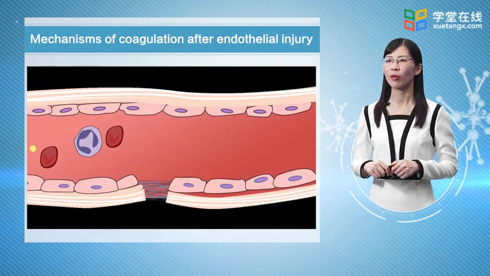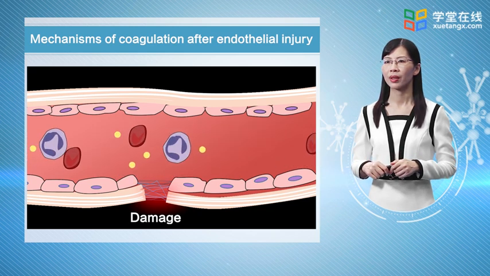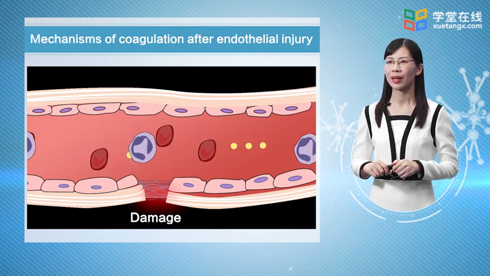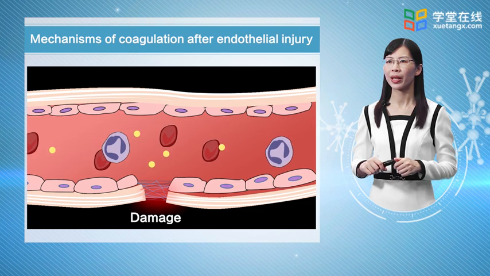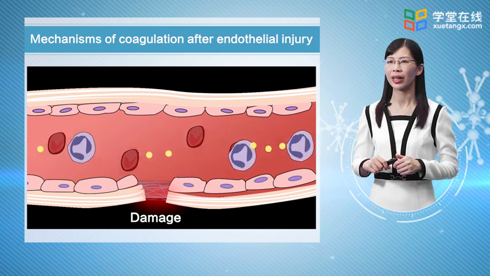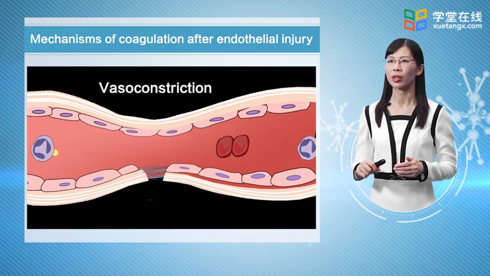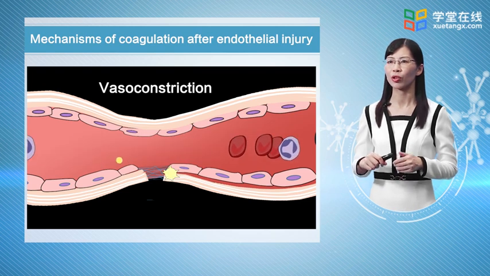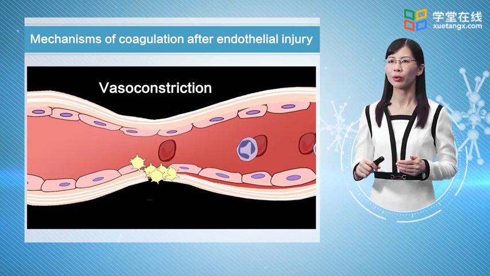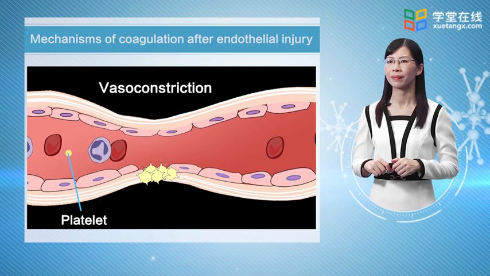The mechanisms of coagulation after endothelial injury are complicated. Here, we will summarize the two most important processes. One is the activation of platelets, and the other is local activation of the coagulation cascade. After initial injury, there is a brief period of arteriolar vasoconstriction. The effect is transient, and bleeding would resume were it not for activation of the platelet and coagulation systems.